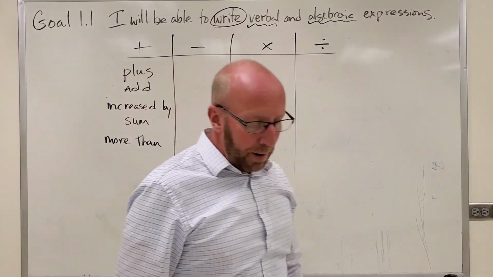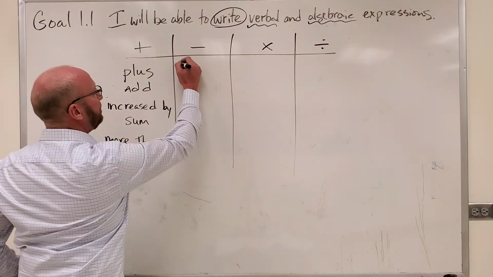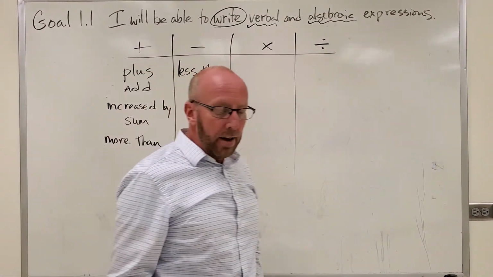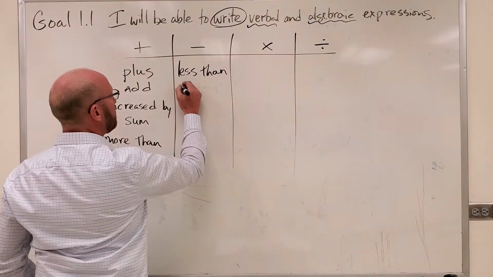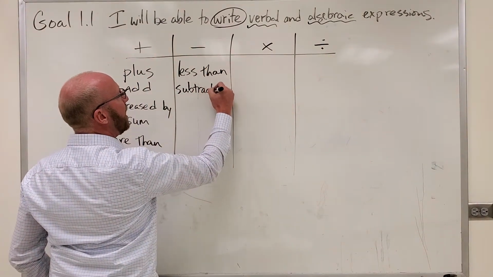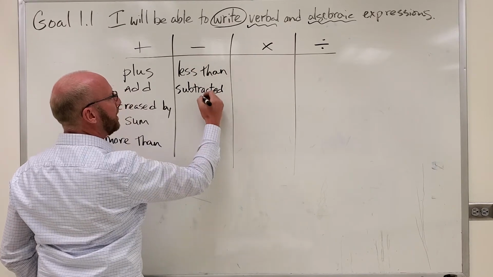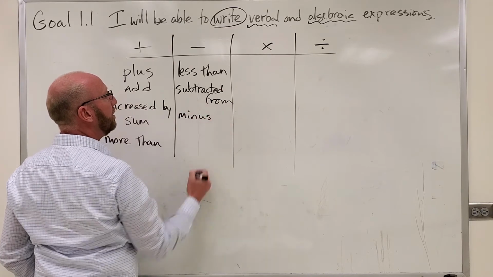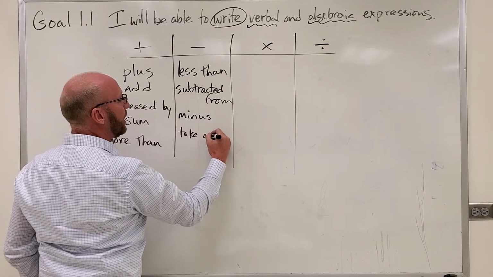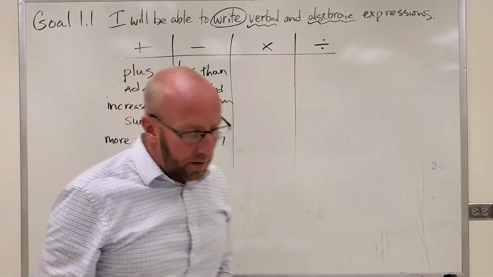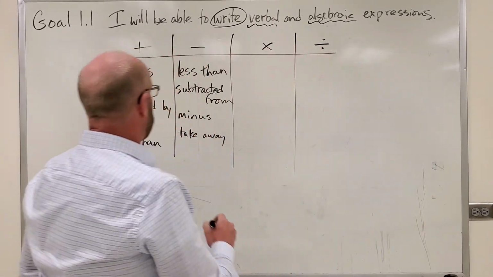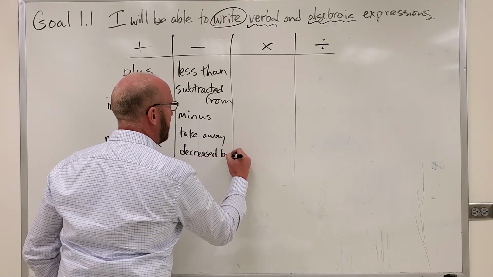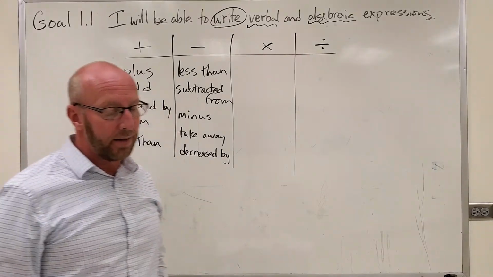Well, what would I use for the word minus? I could use the phrase less than. 5 less than 10 is 5. I could use the word subtraction or subtracted from. A number subtracted from another would be this sign right here. I could use the word minus. I could use the words take away. I could use the words decreased by. If I decrease something, decreased by, I would be using a subtraction sign.